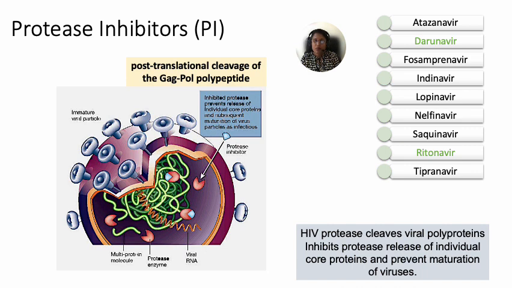This is where protease inhibitors work. It's on the diagram here to prevent maturity. So protease inhibitors do not need intracellular activation. The agents are listed here: atazanavir, darunavir, and we'll look at the major side effects of it.